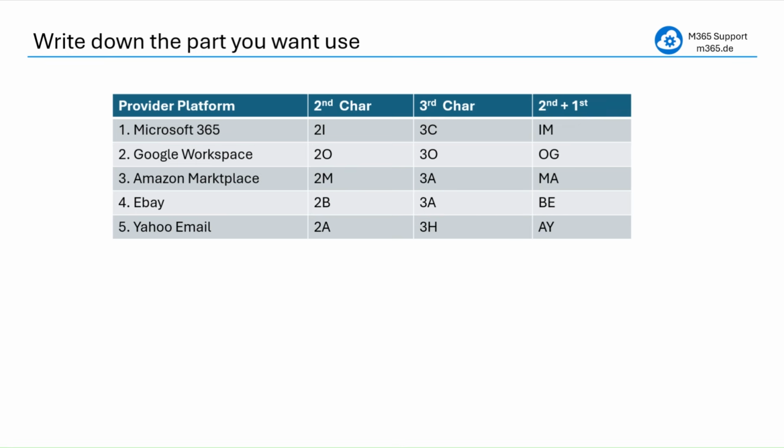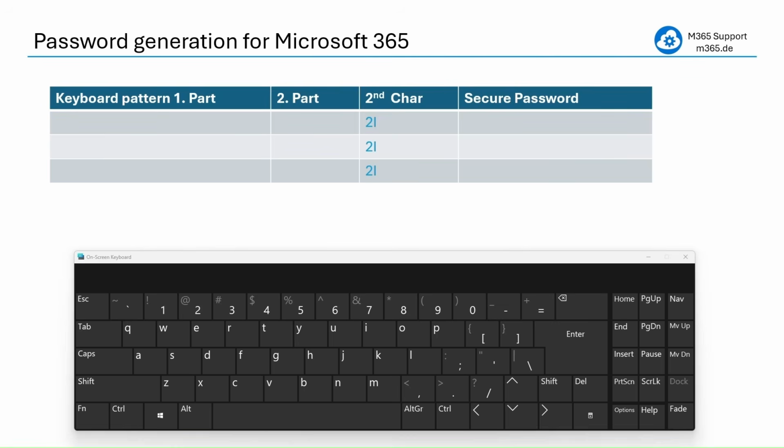Now, let's create some password examples for Microsoft 365. We will use the second letter in uppercase, which is 2i. We will add it in the middle, but you could also add it at the end. Our keyboard is an International English keyboard. You may have a keyboard with umlauts, which would allow you to use them. Using umlauts increases password security.